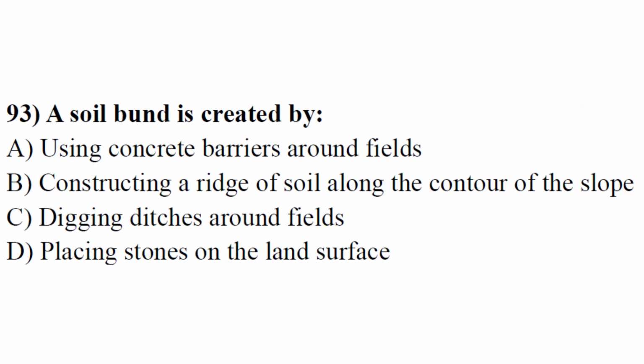93. A soil bund is created by A. Using concrete barriers around fields. B. Constructing a ridge of soil along the contour of the slope. C. Digging ditches around fields. D. Placing stones on the land surface. Answer: B. Constructing a ridge of soil along the contour of the slope.